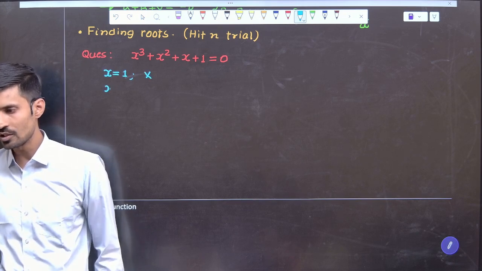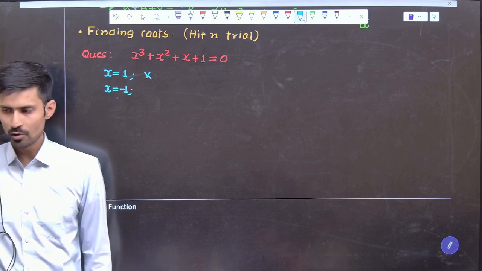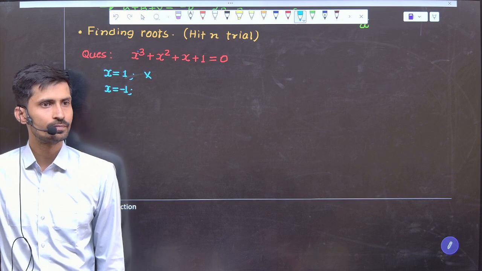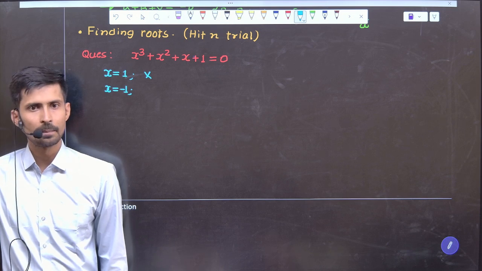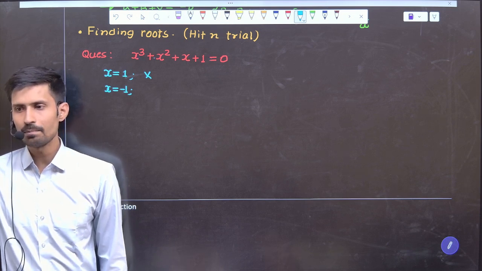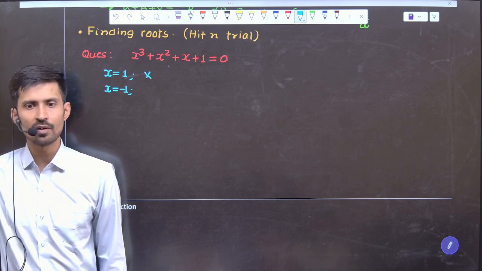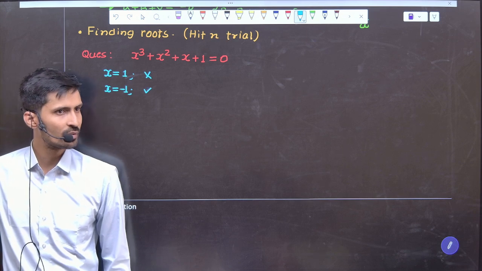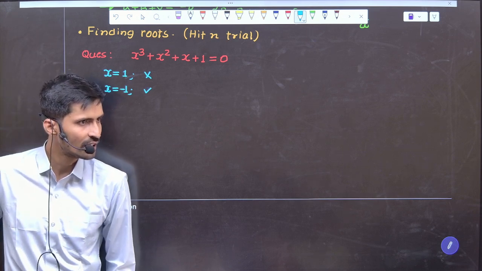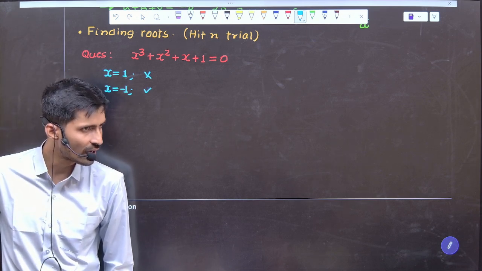Now put x is equal to minus 1. Put minus 1. Minus 1 cube, minus 1 square, minus 1 plus 1. Minus 1 plus 1 minus 1 plus 1. What will it become? 0 is equal to 0, it is satisfying, so we got one root. So understood what you have to do. In this way, you have to first find the first root.